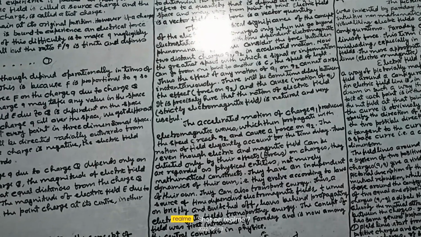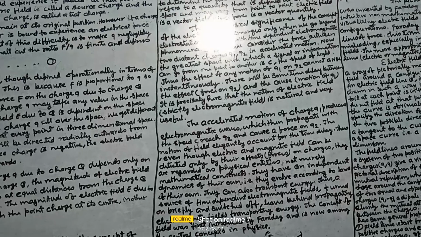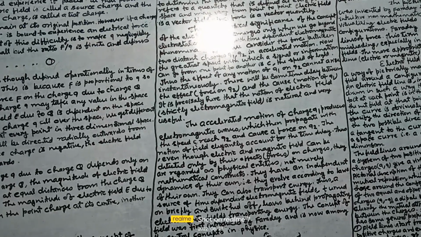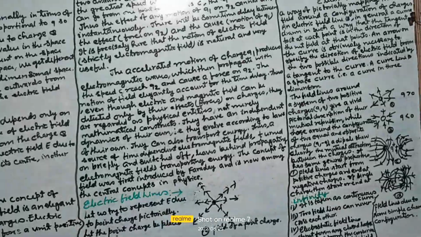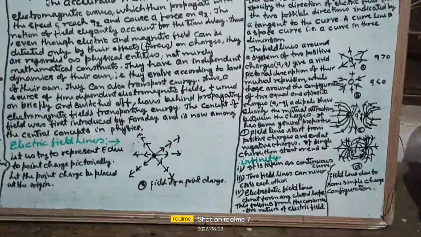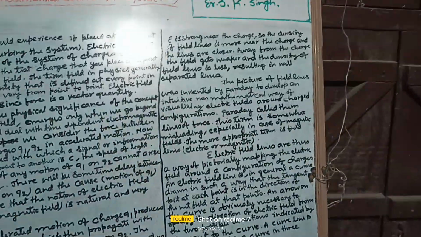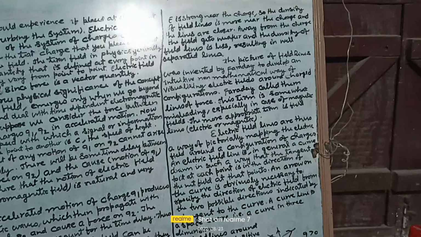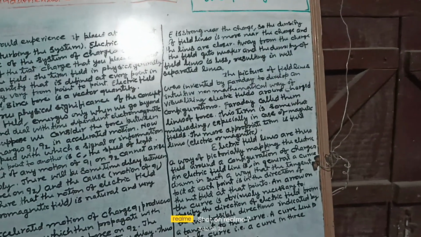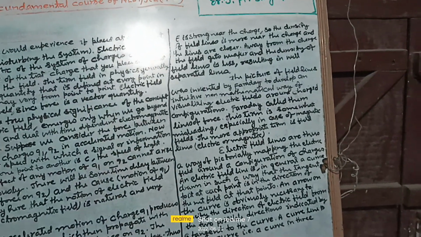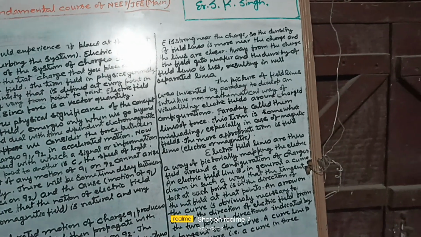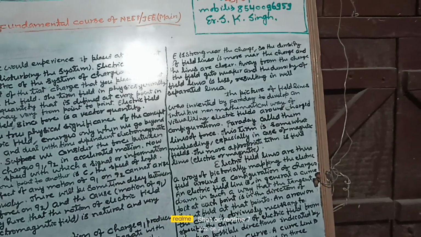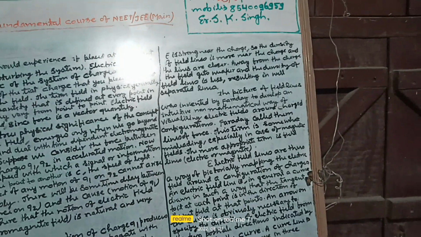Now let us try to represent the electric field due to a point charge pictorially, using electric field lines, as shown in the figure. Let the point charge be placed at the origin, with the field at a point as shown in the figure. The field is strong near the charge, so the density of field lines is more near the charge and the lines are closer.